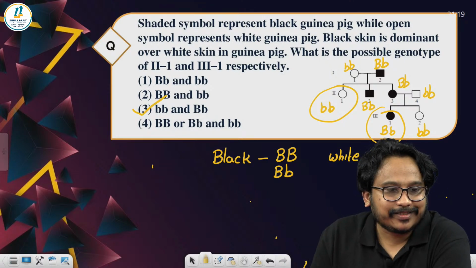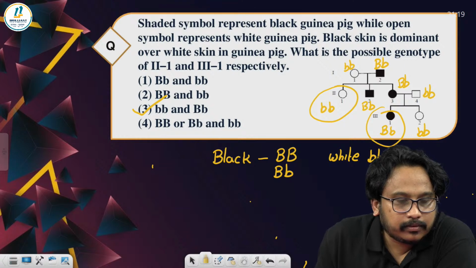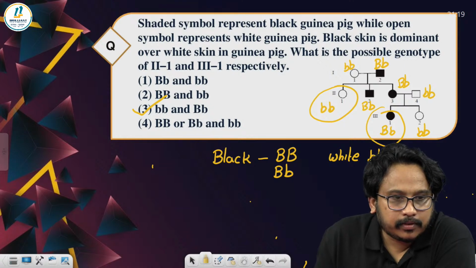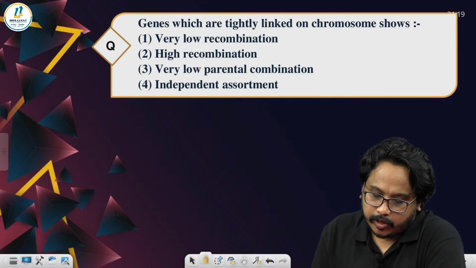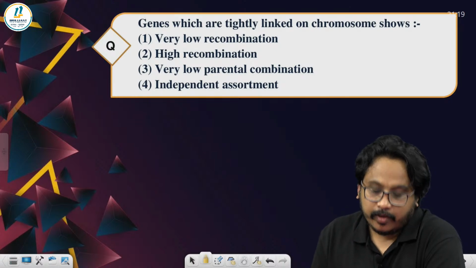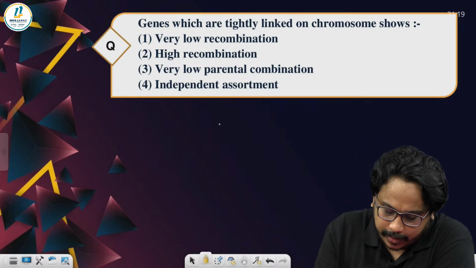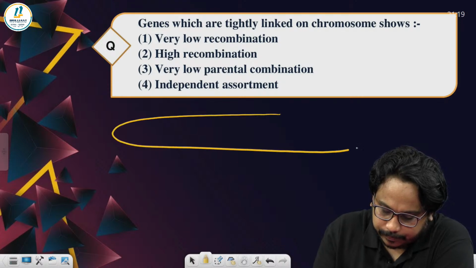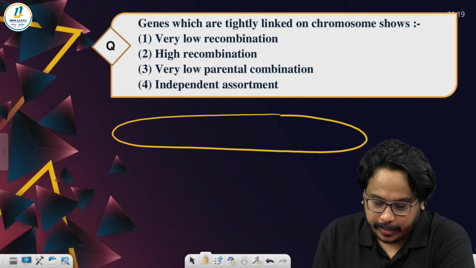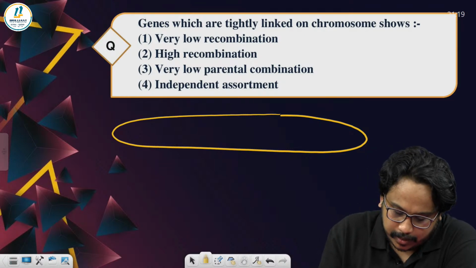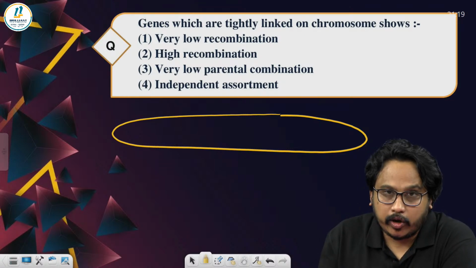Hope you got it. Now next is genes which are tightly linked on chromosome shows. So if you are taking a chromosome, if the genes are located very close to each other, understand they show very low recombination.